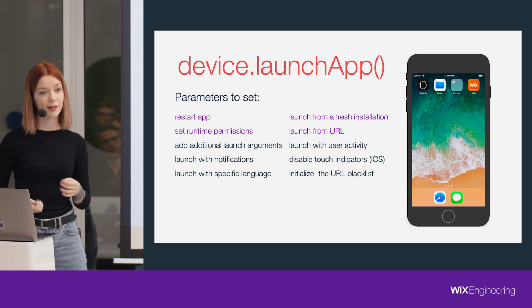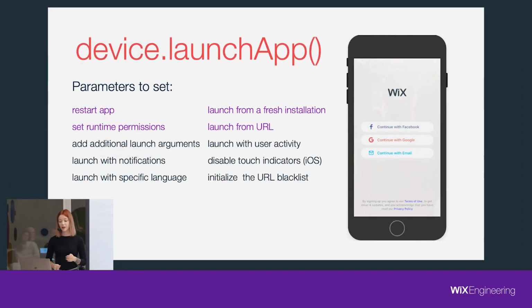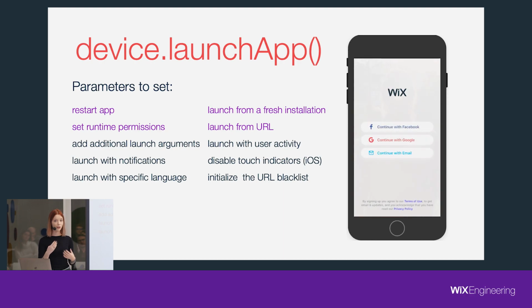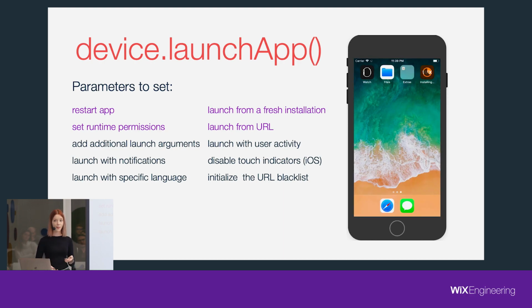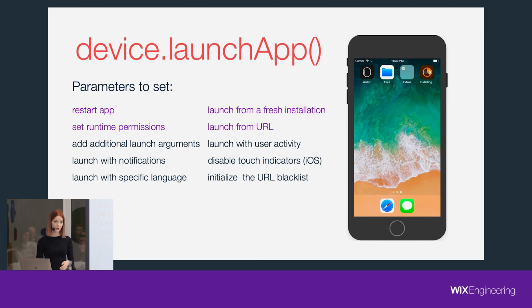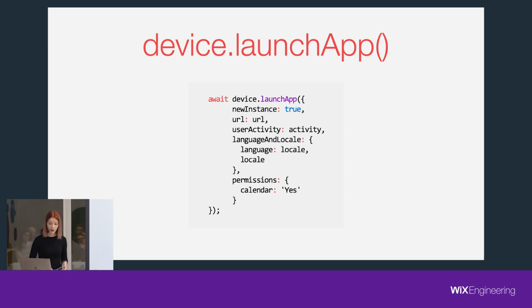And you can also set runtime permissions. That is very useful because most of the time when you install your app fresh and launch it for the first time, you get certain pop-up screens. For example, give permissions to send notifications, give permissions to your photo library. So you can set them with runtime permissions and not mind about them. So this is an example of how the launch app method would look.